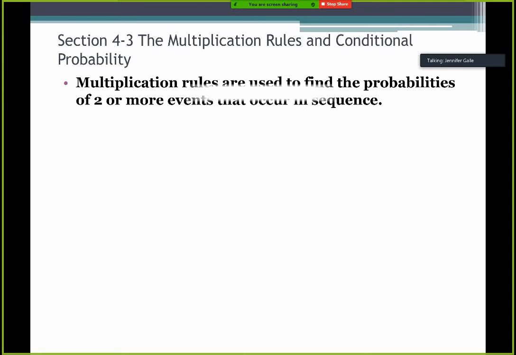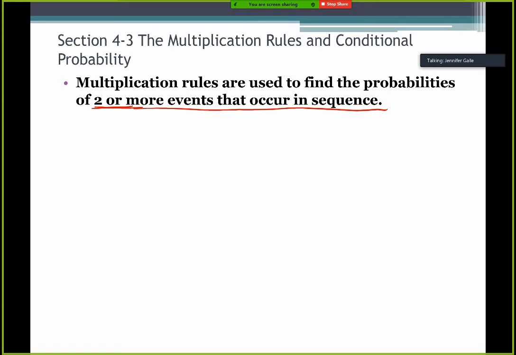So, here we go. Multiplication rules are used to find probabilities of two or more events that occur in a sequence. So up until this point, we've been looking at just selecting one student, just selecting one roll of a die. We've been doing just one thing, playing a game one time. What's the probability we win? Rolling two dice one time. That is what we had for our addition rules.